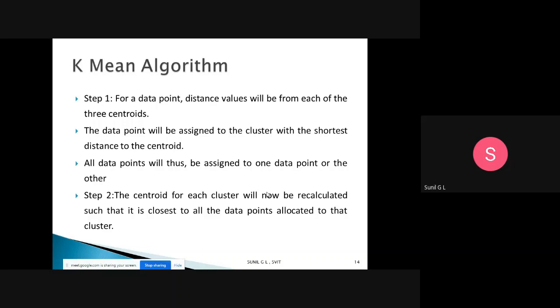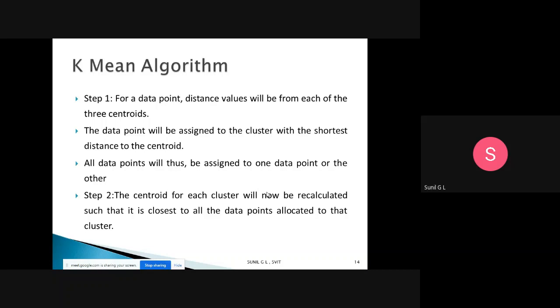So if a data point is nearer to centroid one, you can group it with centroid one. If it is nearer to centroid one, you can group it. So I have grouped the first data point with the centroid.